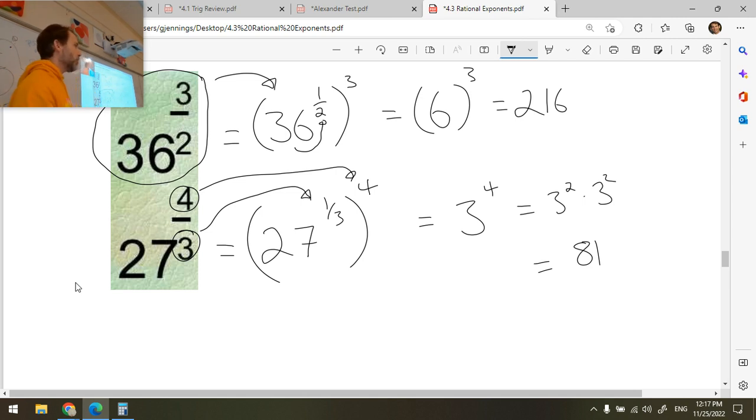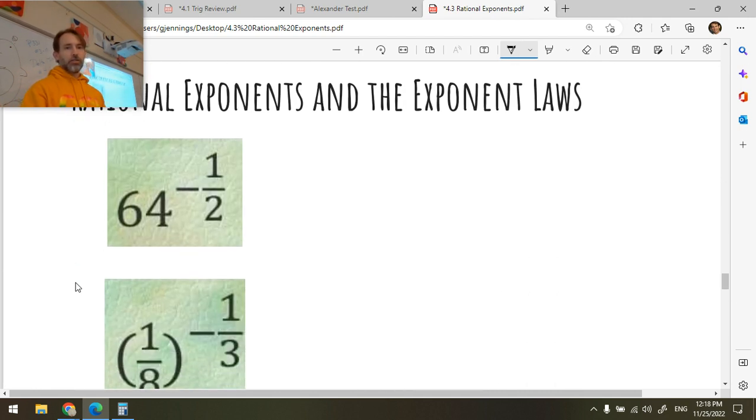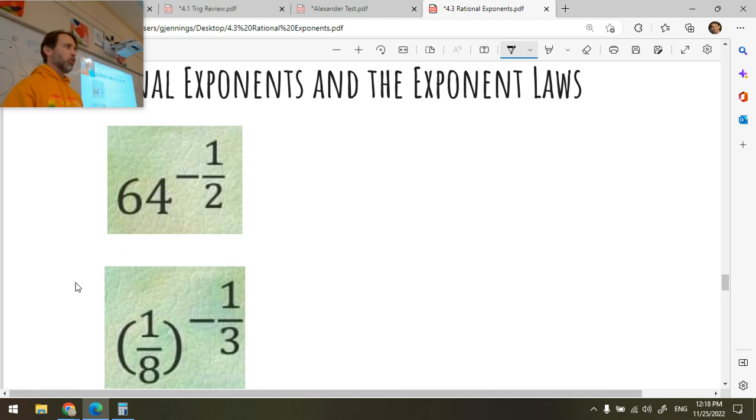I don't expect you to have that memorized, but I do want you to have this skill of breaking up the exponent into 2 pieces, evaluating this piece, and then raising it to that piece. That's the skill that you want to develop today. Okay, so now what if we have negatives? Oh my goodness, negative exponents. It got harder.